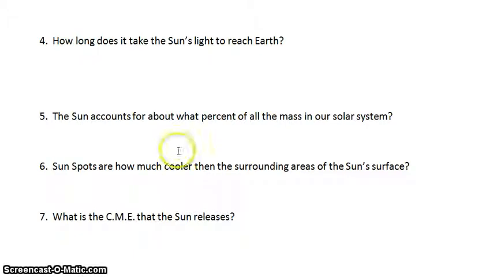Question 6, the sunspots are how much cooler than the surrounding areas of the sun's surface? And according to the video, they mentioned that sunspots are going to be close to 1,000 degrees cooler than the surrounding areas of the sun's surface. Question 7, what is the CMEs that the sun releases? And the CMEs stand for coronal mass ejections.